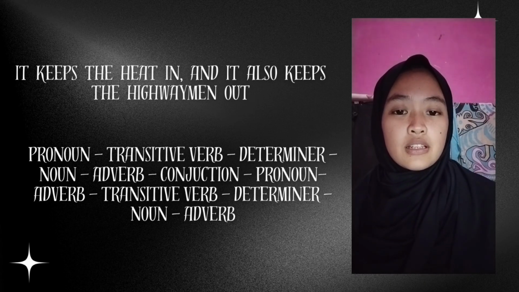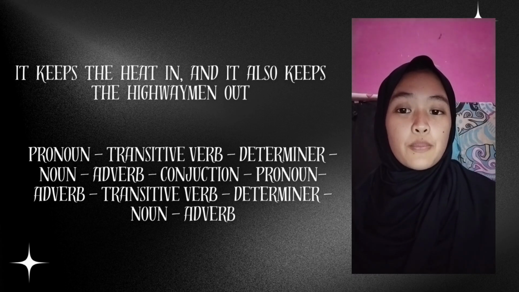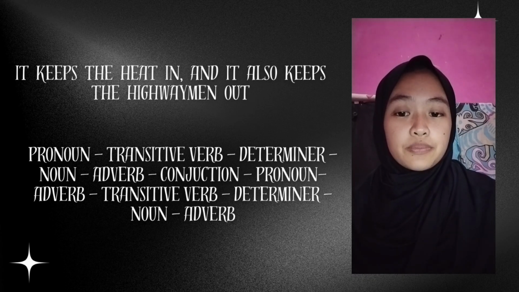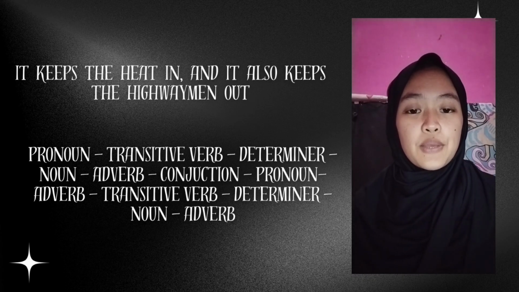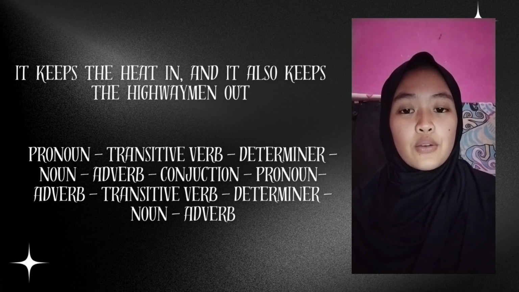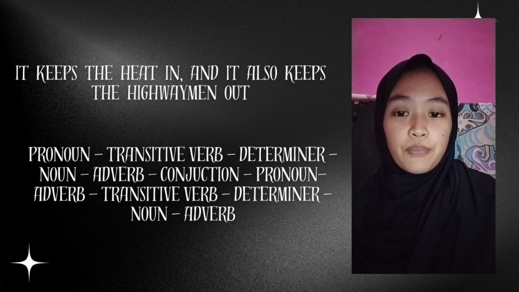The seventh word, it, is a pronoun. The eighth word, also, is an adverb because it provides additional information. The ninth word, keeps, is a transitive verb. The 10th word, the, is a determiner. The 11th word, highwayman, is a noun. And the last one, the 12th word, out, functions as an adverb.